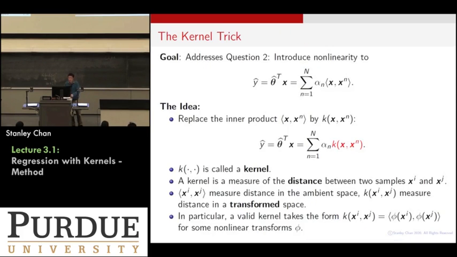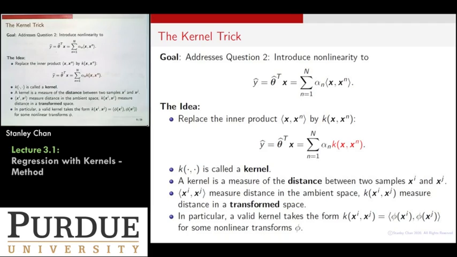Now, let's go to question number two, which is more tricky. In fact, the idea is not that bad. Question number two says, can you give me some nonlinear capability to this equation so that I can handle the difficult situations? And here goes the thing called the kernel trick.